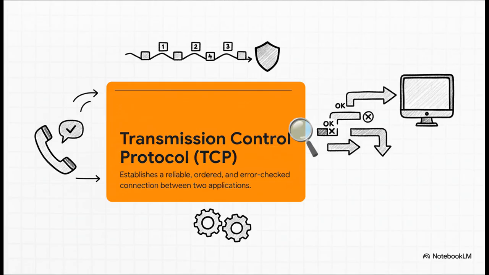TCP's main job is to set up a totally reliable, ordered, and error-checked connection. You can really think of it like the formal start to a phone call, where both sides say, hello, can you hear me? And make sure the line is clear before they start talking. It's all about making sure the data gets there in one piece.